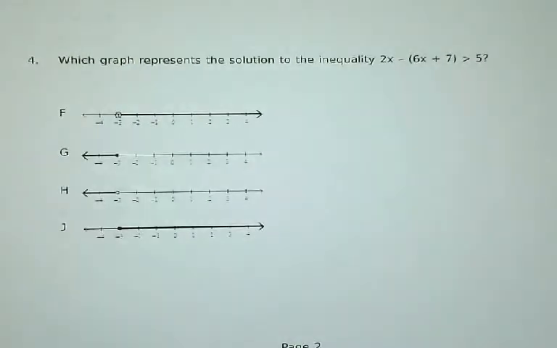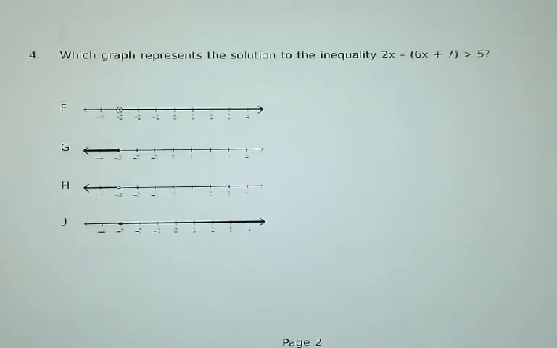Alright, question number 4. Which graph represents the solution to the inequality 2x minus parentheses 6x plus 7 is greater than 5? Please work this out. After you've worked this out, then click play and you can watch my solution. So click pause now to work it out.